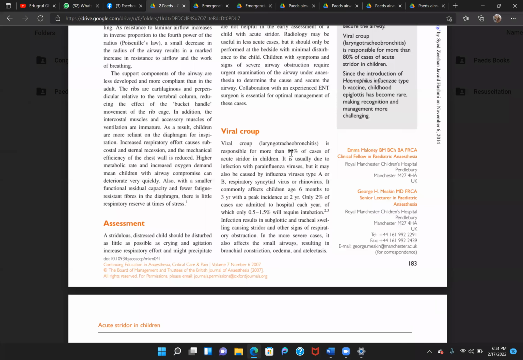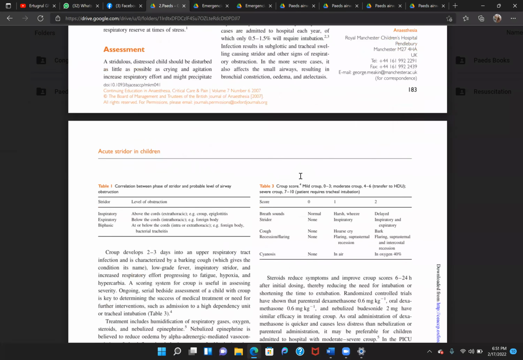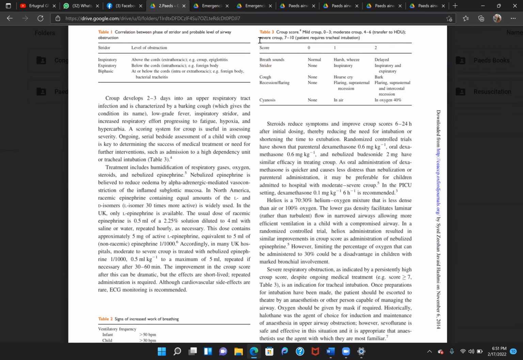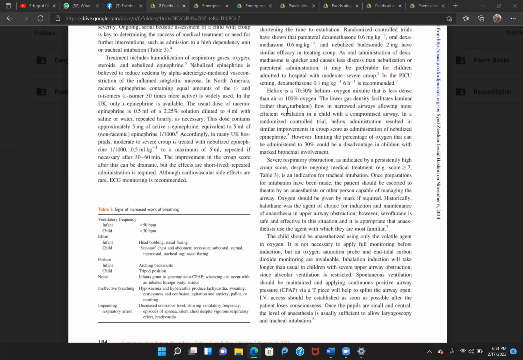But there will be certain features used to differentiate, because acute epiglottitis will be more acute in origin, causing high grade fever, and it is mainly because of bacterial infection. Okay, and it will present with airway obstruction.